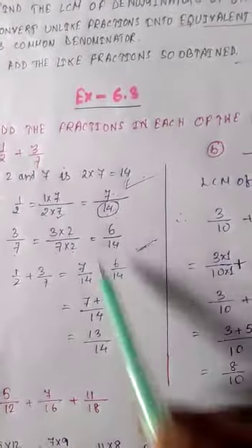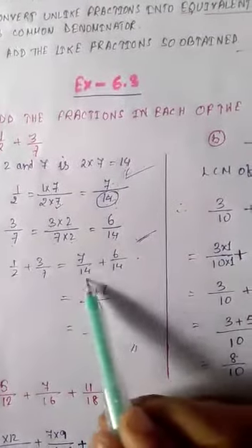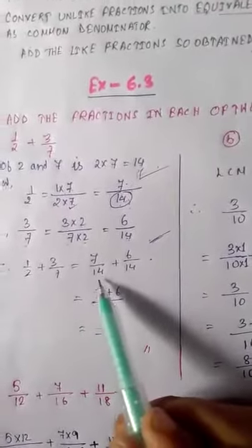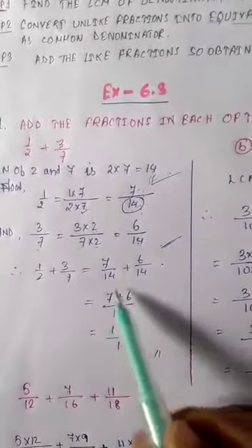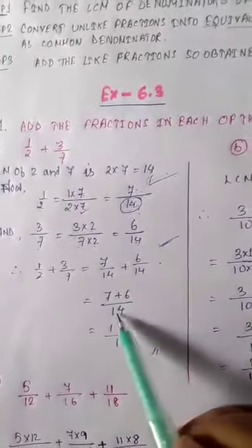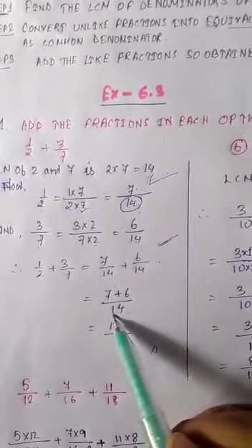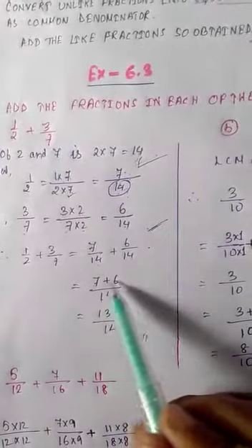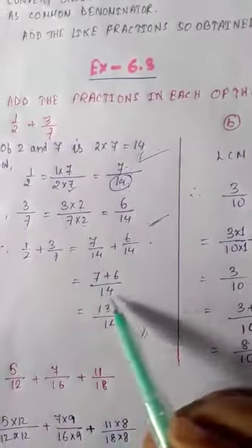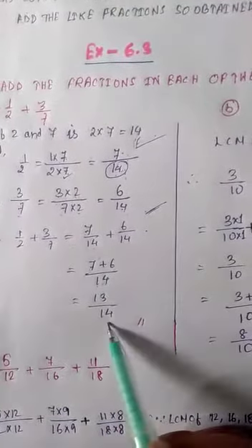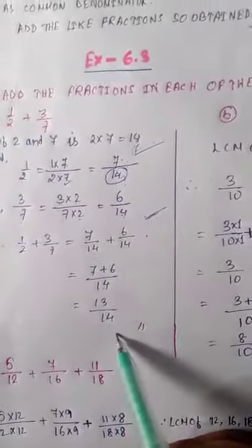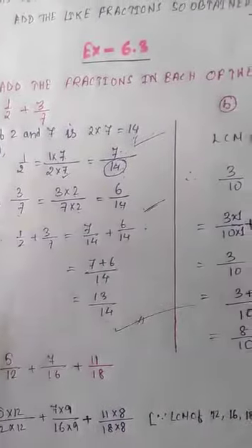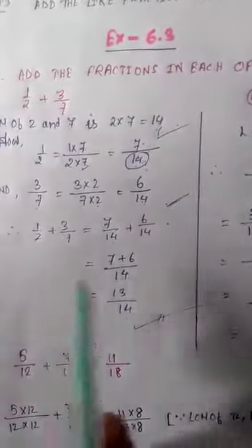Now we add these two. As we have done in like fraction addition, we take the denominator as common, which is 14, and above it we add the numerators. The sum of the numerators is 7 plus 6, which is 13. So 13 by 14 is the result. Alright children, I hope it is clear to you now how we have done it.